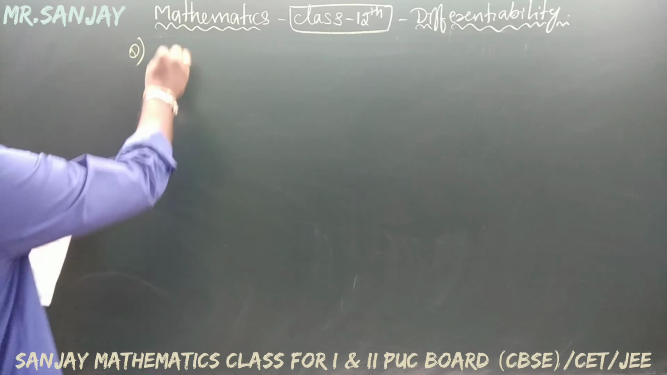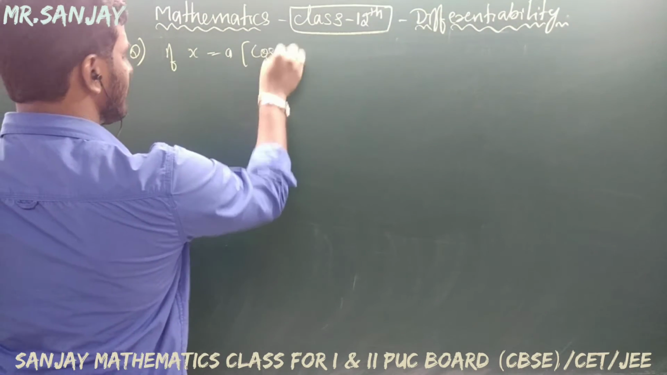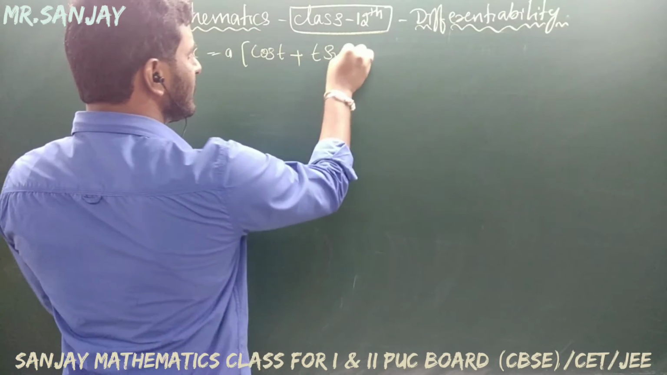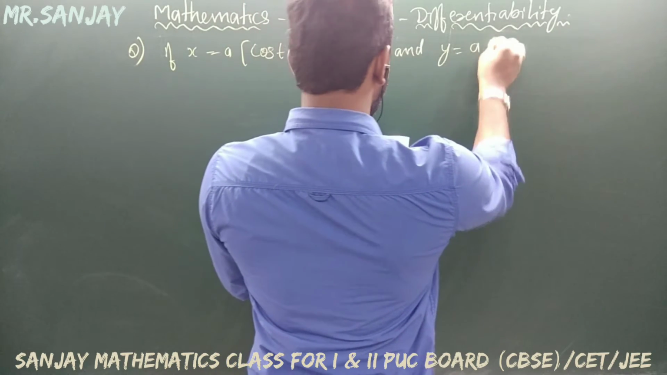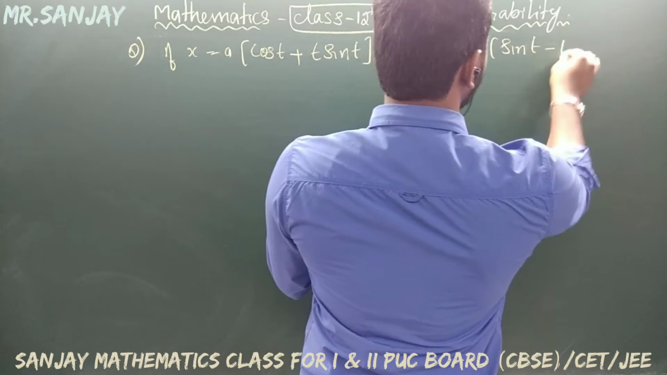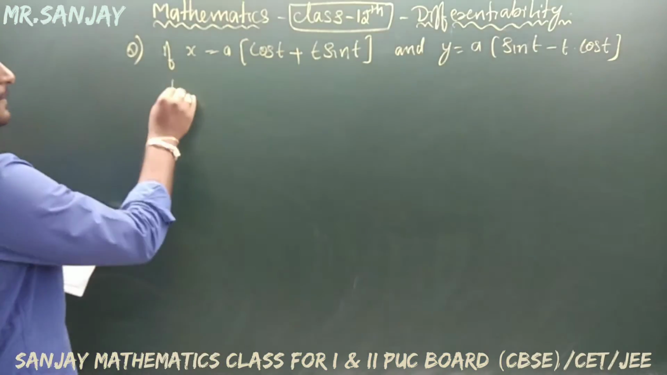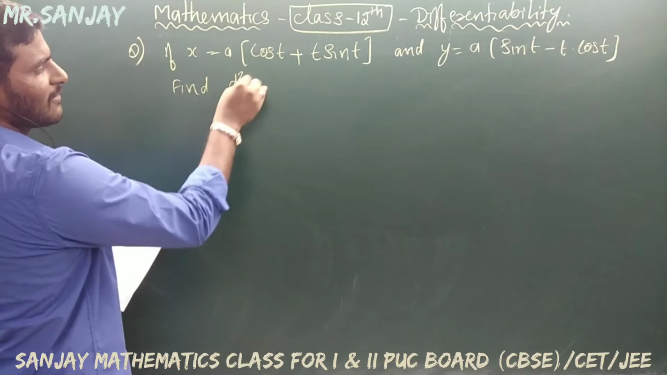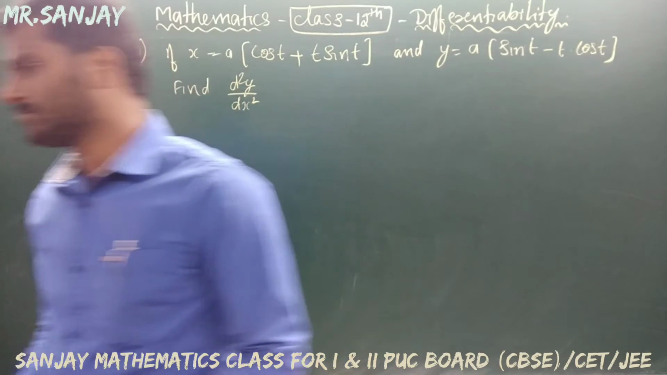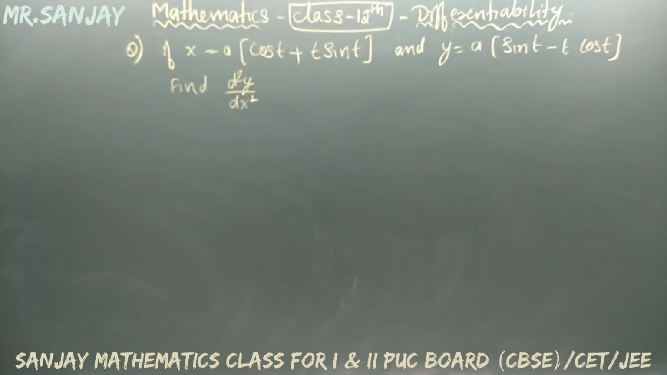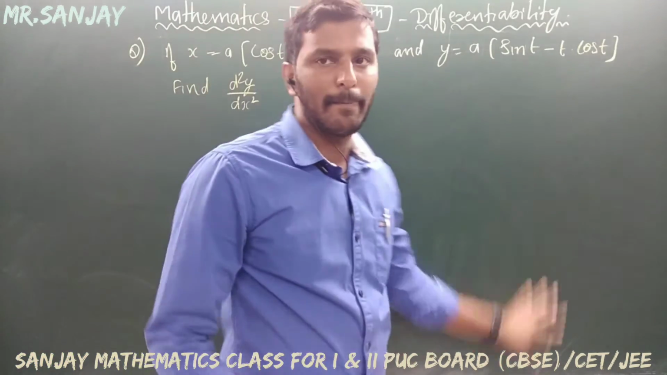Next question. If x is equal to a times of (cos t plus t into sin t) and y is equal to a into (sin t minus t into cos t), find d square y by dx square. Yes. Tell me the answer. So which method we need to follow here? Which method?